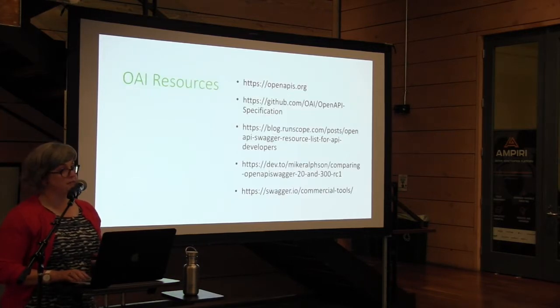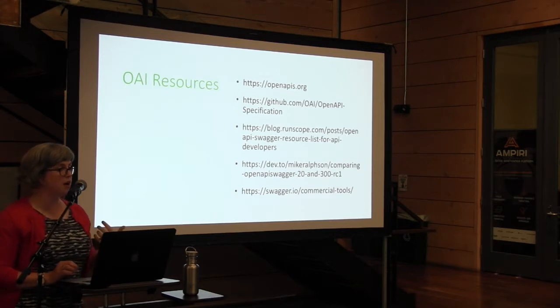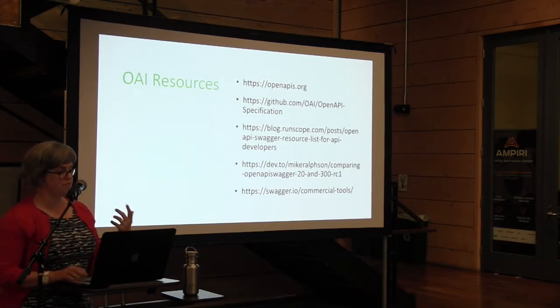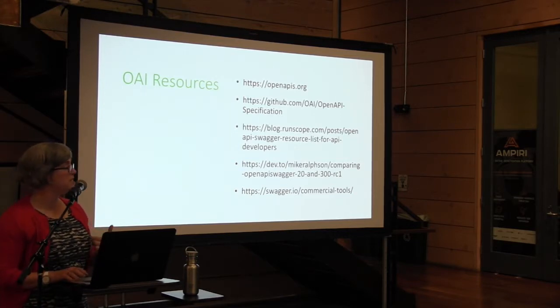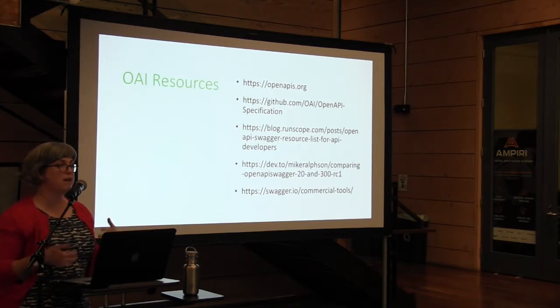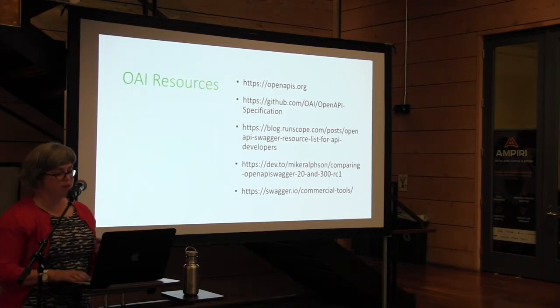There are even more resources for the OpenAPI Spec. OpenAPIs.org. You can see the full specification itself on GitHub. There's a really good post on the RunScope blog about other resources that you can use with the OpenAPI Spec. There's a good blog post that I put on the slide comparing the differences between 2.0 and 3.0. They are significant but not terrifying. It makes the spec better. And then there's a whole list of commercial tools that you can use with OpenAPI Spec.